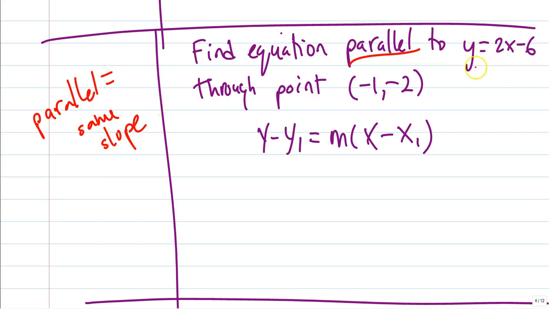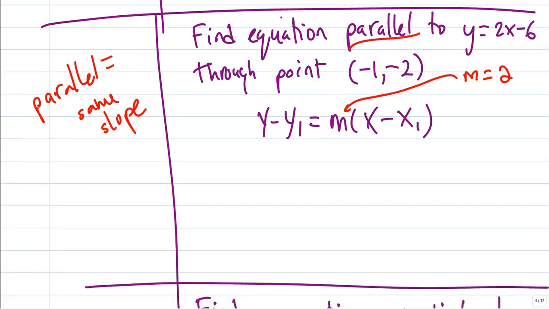So what is the slope in this equation? Well, the slope is 2. So the slope that I'm going to use down here will also be 2, because I'm going to find an equation parallel to this, therefore it will have the same slope. And they gave me a point.